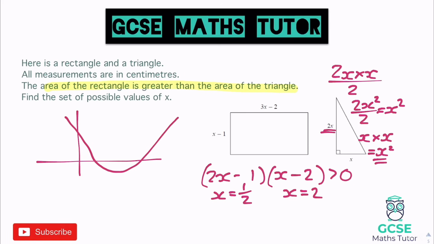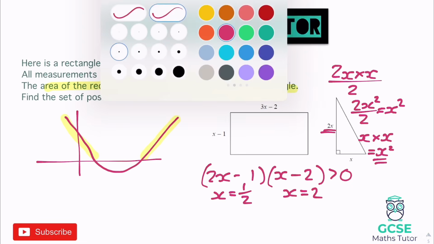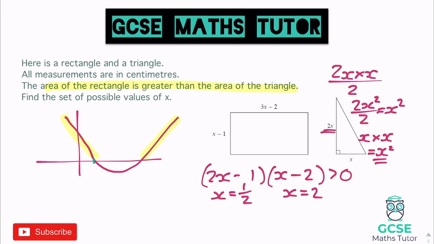And this time it says greater than 0. So greater than 0, we're going to be looking at this part and we're going to be looking at this part here. So obviously if you do draw a little sketch of this, which I always recommend, you've got a half and you've got 2. So we've got one solution on the left there, where x has got to be less than a half. And we've got one on the right here where x has got to be greater than 2. So there are possible values of x.